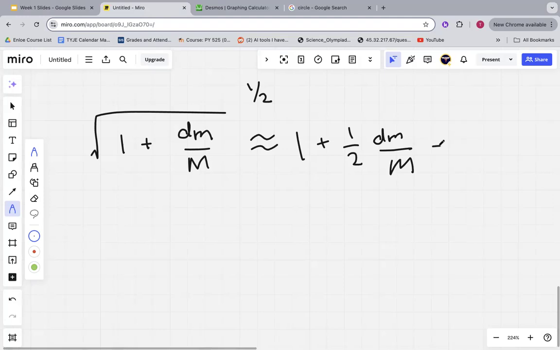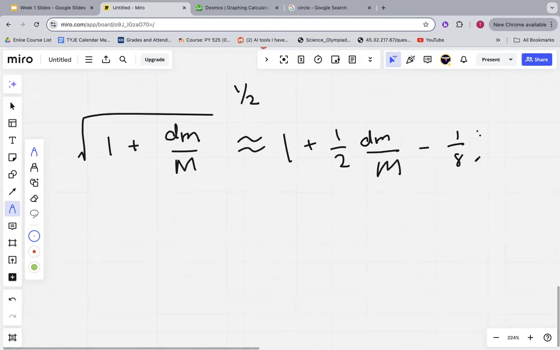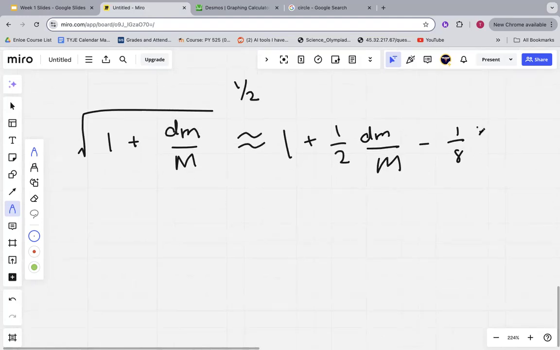And this Taylor series is going to have more terms, right? Like the next term in the Taylor series, for a square root, is dm over m squared here. But remember, we don't care about differential squared, so we're going to get rid of that and everything else that comes after. And that's our differential approximation. So that's how we're going to use differentials.